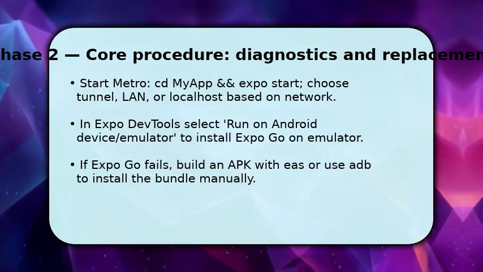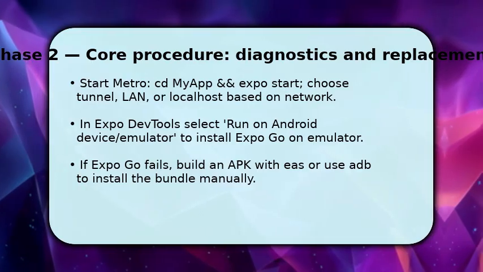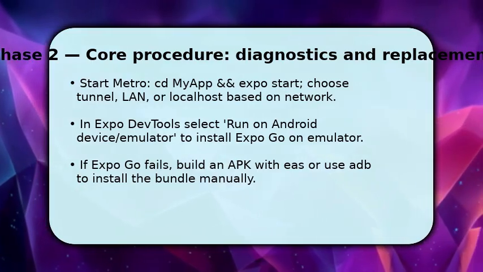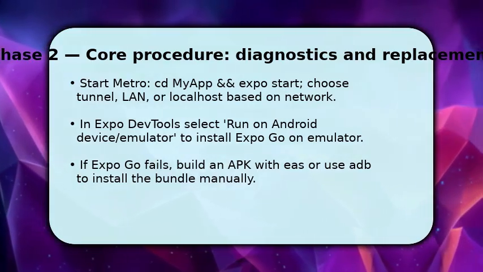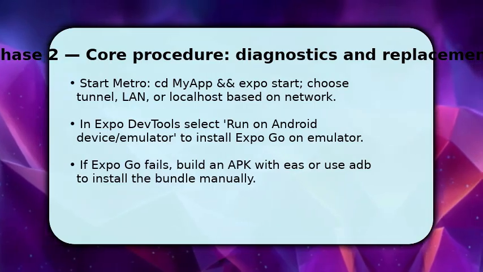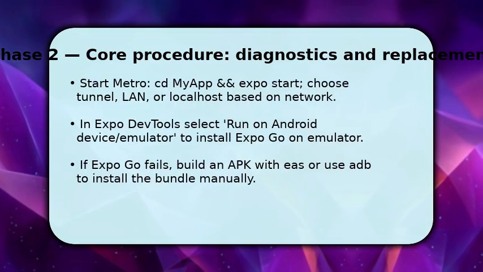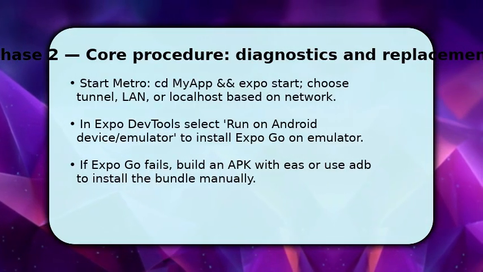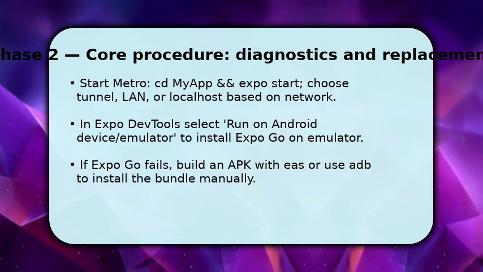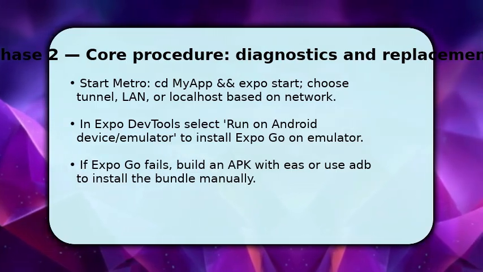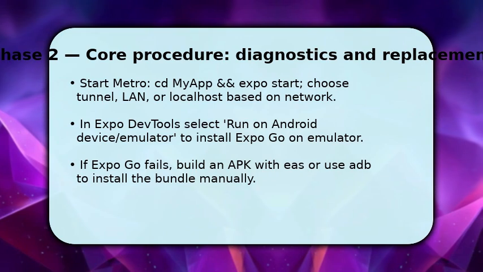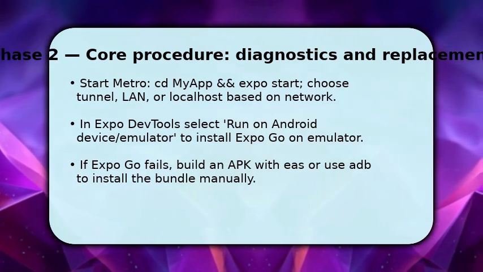Once Metro is running, use DevTools to launch on your Android emulator. Expo will install Expo Go inside the AVD, allowing live reload and fast refresh. If the emulator doesn't auto-open, use the Run on Android device/emulator button, or run adb reverse and expo start. This step links your JS bundle to the emulator, so you can view changes instantly and iterate quickly.